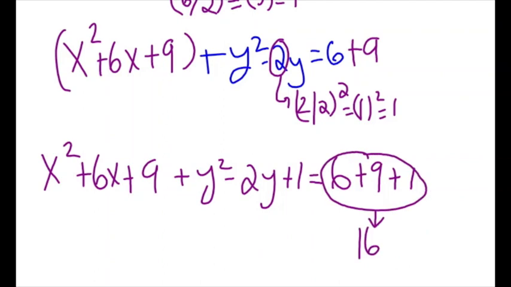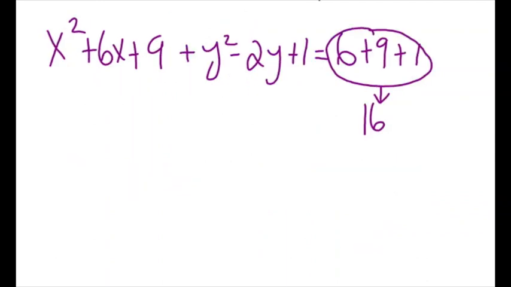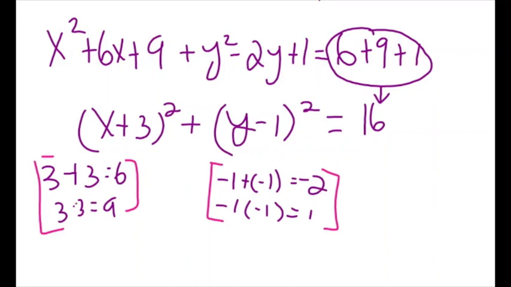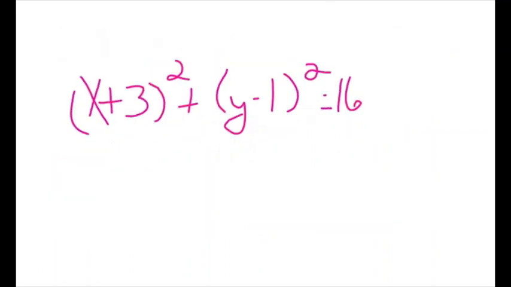Once we simplify, we get x squared plus 6x plus 9 plus y squared minus 2y plus 1 equals 16. Now we can factor both x and y. A number that is multiplied by itself that gets 9 and added to itself that gets 6 is 3. Likewise, a number that is added to itself that gets negative 2 and multiplied by itself that gets 1 is negative 1. Therefore, our final equation is (x plus 3) squared plus (y minus 1) squared equals 16. This is the final equation that we will be plugging into our calculator.